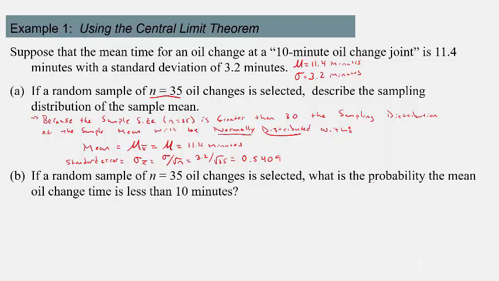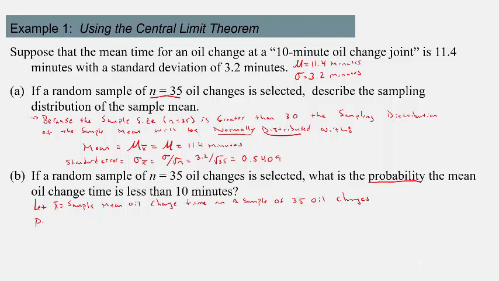Now I'm going to ask you a probability question. This is a lot like the previous section. When a random sample of 35 oil changes is selected, what is the probability the mean oil change time is less than 10 minutes? So I'm asking you about the probability of the mean. I'm going to start by defining a variable. I'm going to let x bar be the sample mean oil change time in a sample of 35 oil changes.